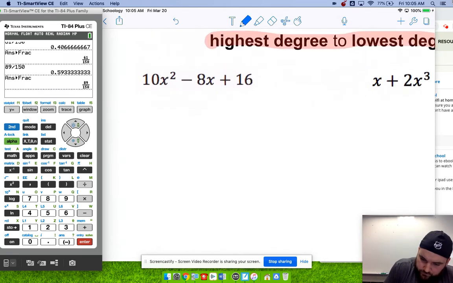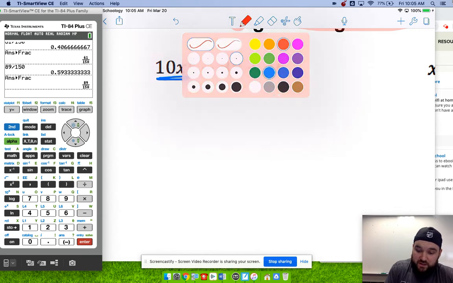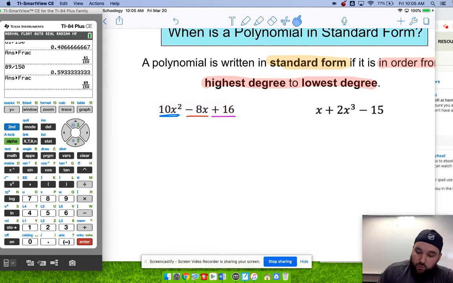So here's an example of something that's already written in standard form. My first term is x to the second, so that's degree 2. My next term is x to the first power, which is degree 1. And finally, my third term at the end is the number that doesn't have a power at all, no variable. It is not rearranging from biggest number to lowest number, so it's not 16, then 10, then -8. It is in order from biggest degree or biggest power down to lowest. So that's already in standard form.